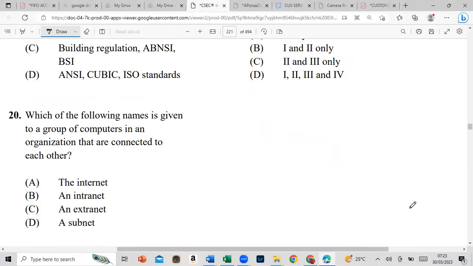Which of the following names is given to a group of computers in an organization that are not connected to each other?